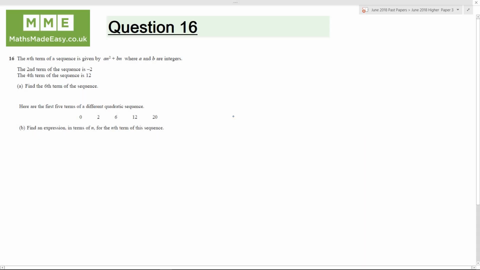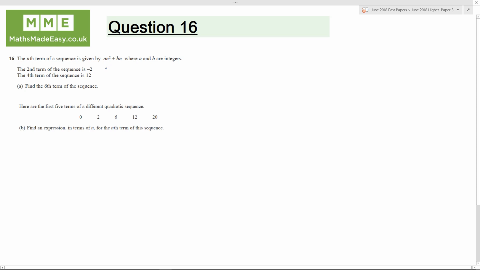Question 16. The nth term of a sequence is given by an squared plus bn, where a and b are integers. The second term in the sequence is -2, and the fourth term in the sequence is 12. Find the sixth term in the sequence. So, what we're going to have to do is substitute our values for n being 2 in the second and n being 4 in the fourth, into these equations.